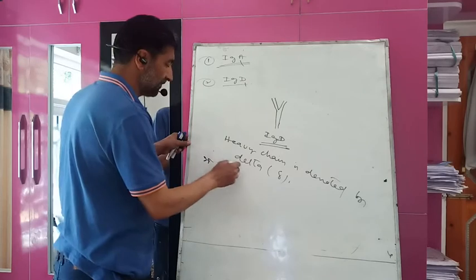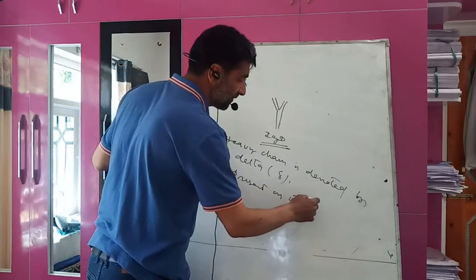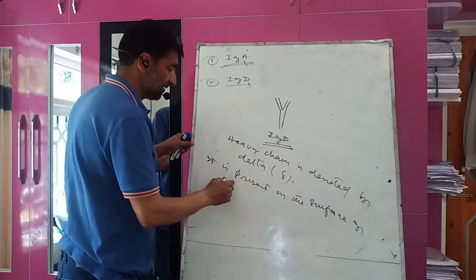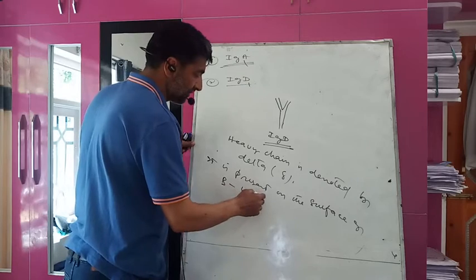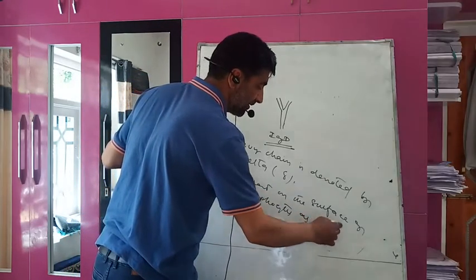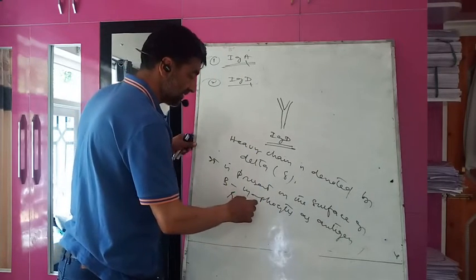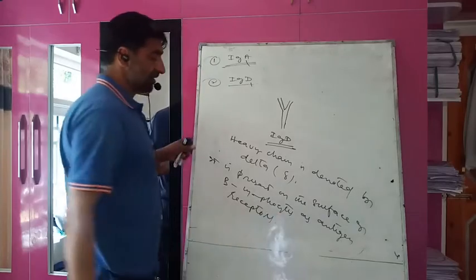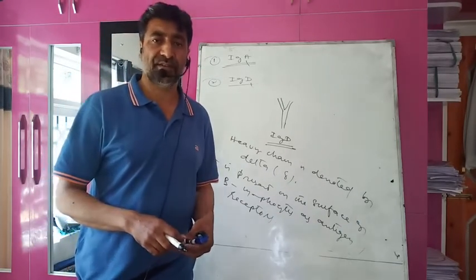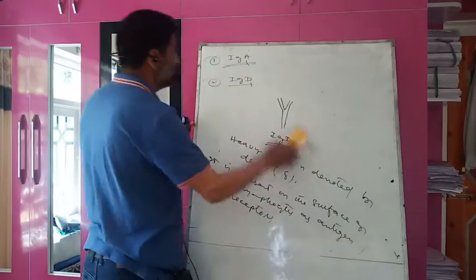It is present on the surface of B cells, B lymphocytes, as antigen receptors. It is present on the surface of B lymphocytes as antigen receptors. Okay, that is IgD.